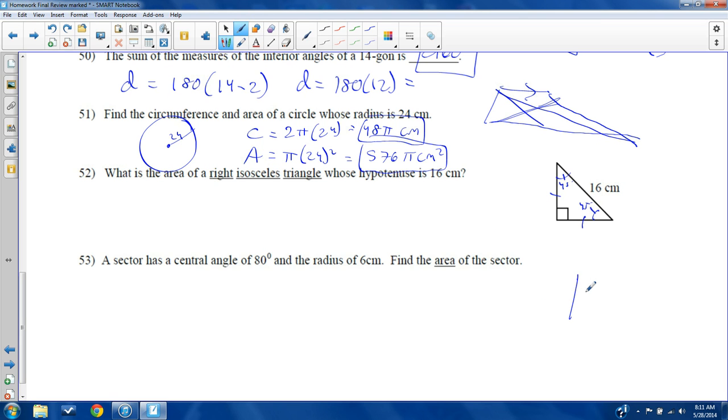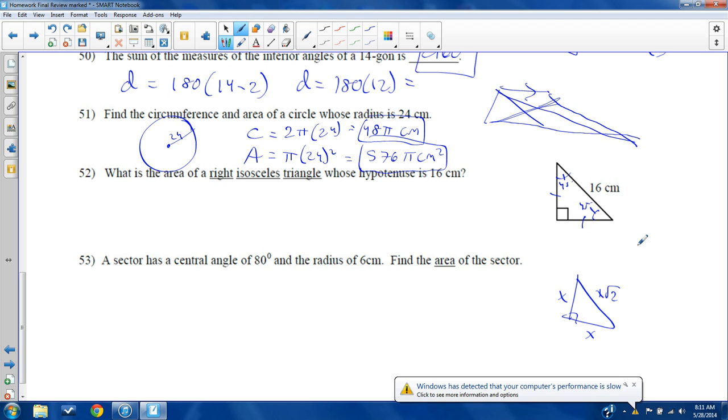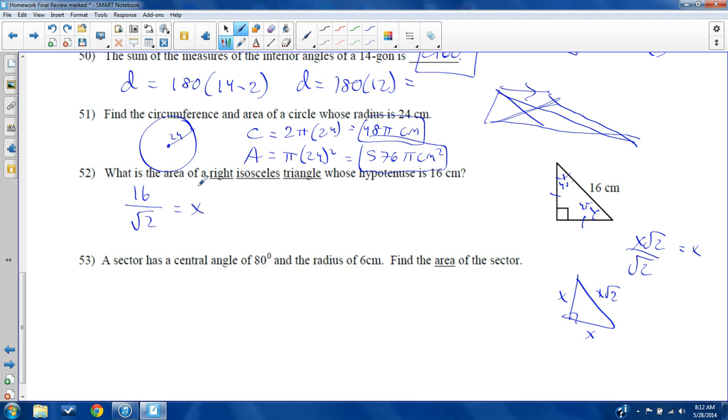In a 45, 45, 90 triangle, if these sides are x, this is x root 2. So to get these two, because to find the area, I need the area of base times height. I could have done it this way or the other way. It's still 45, 45, 90. To go from x root 2 to x, I need to divide by the square root of 2. So I need to take 16 and divide by the square root of 2 to get x. Okay, so x is 16 over root 2.